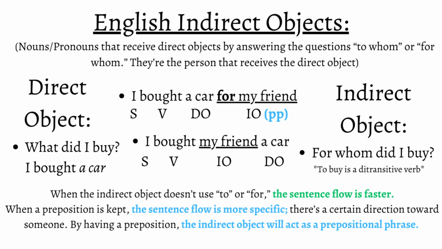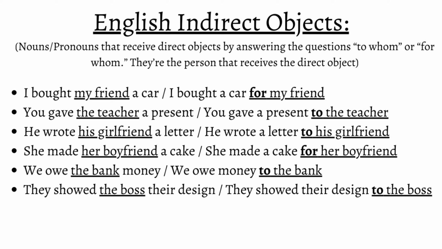The same thing can be done with the other examples. You gave the teacher a present. You gave a present to the teacher. He wrote his girlfriend a letter. He wrote a letter to his girlfriend. She made her boyfriend a cake. She made a cake for her boyfriend. We owe the bank money. We owe money to the bank. They showed the boss their design. They showed their design to the boss.